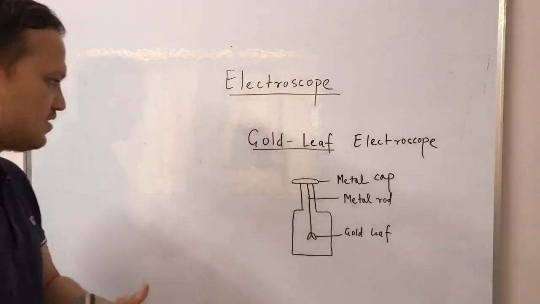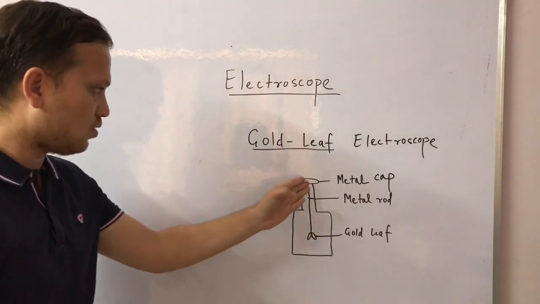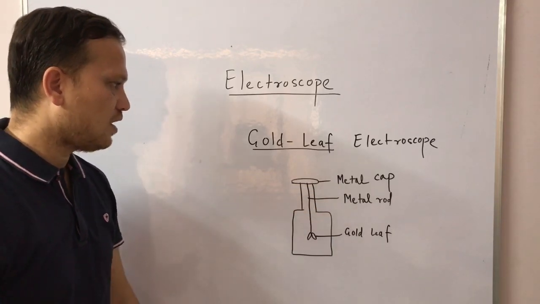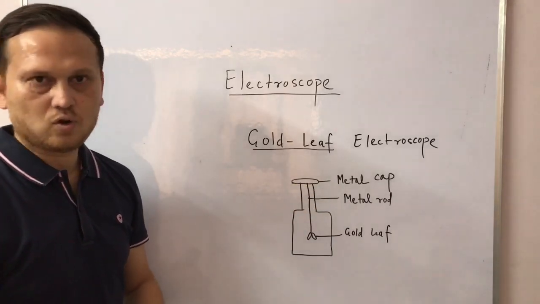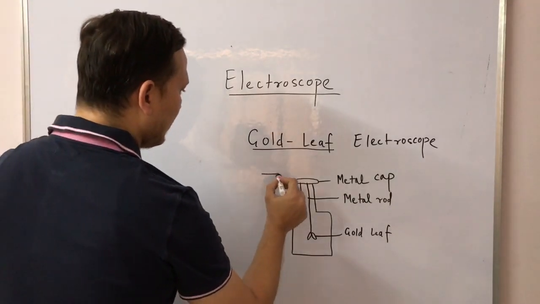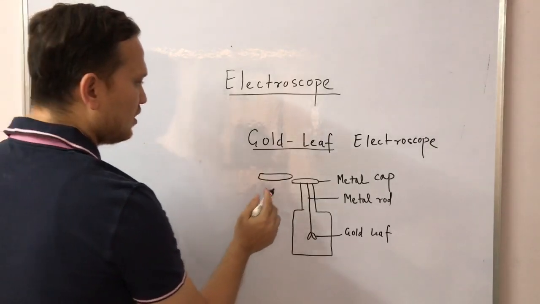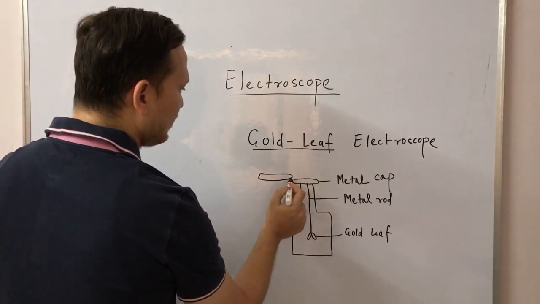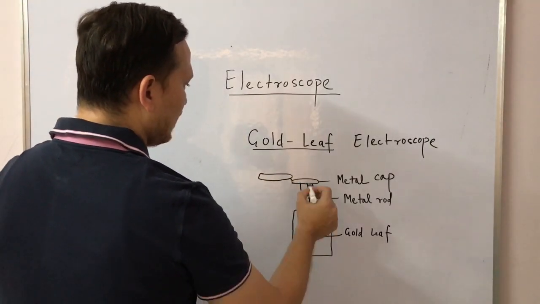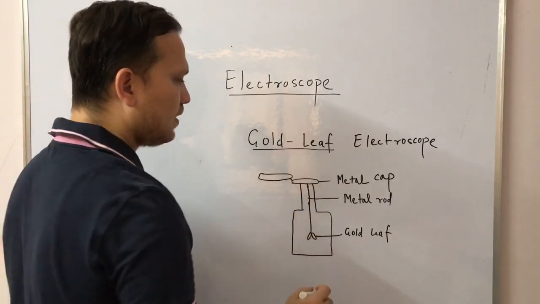Okay, so this is a glass jar, a metal cap is there, a metal rod is connected with this metal cap, and we have a gold leaf. If you see, for example, I brought a charged body. Suppose this is a charged body. When this charged body is in contact with this metal cap, the charges flow from the metal rod to the gold leaf. Now what will happen?